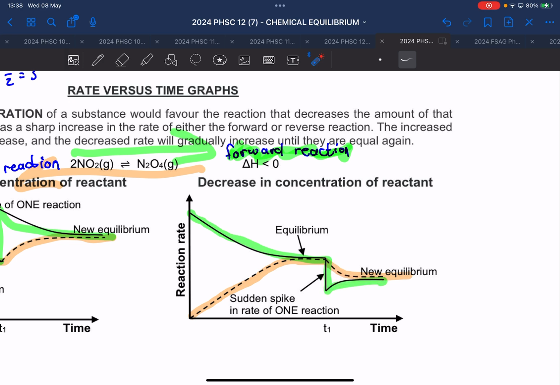So now to get this straight, if we have our seesaw, with our reactants and our products, and we have less reactants, we're going to take our products and turn them into reactants. The same thing applies to increasing the products with the reactants.